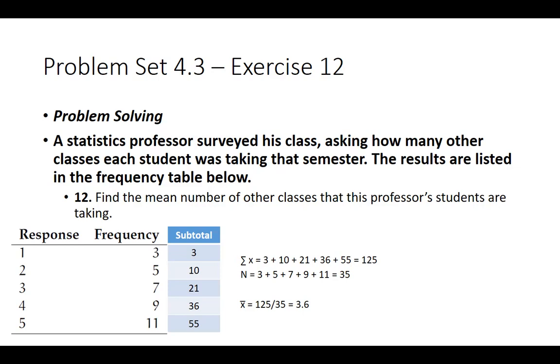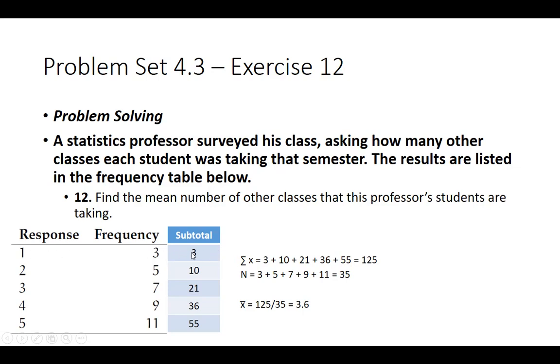The frequency table we're given had the response of 1 happening 3 times, the response of 2 happening 5 times, the response of 3 happening 7 times, the response of 4 happening 9 times, and the response of 5 happening 11 times. I'm taking this frequency table, and I'm adding in another column for the subtotal. That's the multiplication of each.